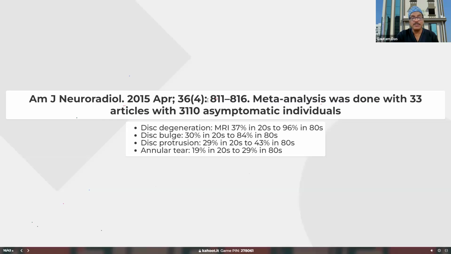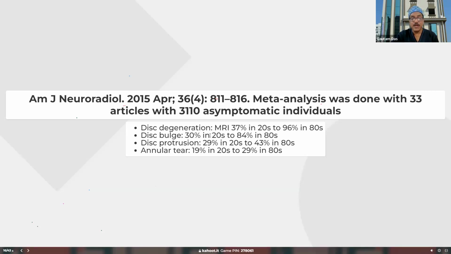So this study was published in 2015, and this was a meta-analysis. A meta-analysis is when several published articles are gathered together and the data is extracted to make a new dataset. The data was extracted from 3,110 asymptomatic individuals. So on MRI of these asymptomatic individuals, what were the findings? Degeneration was seen in 37% in the 20s and 96% in the 80s.